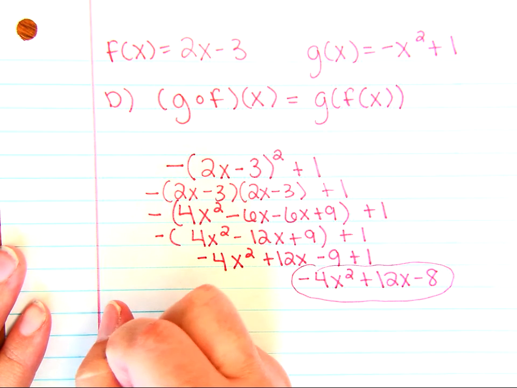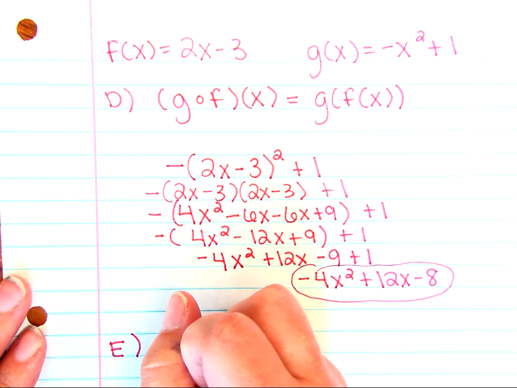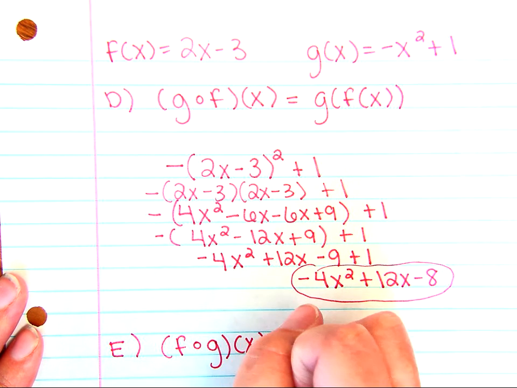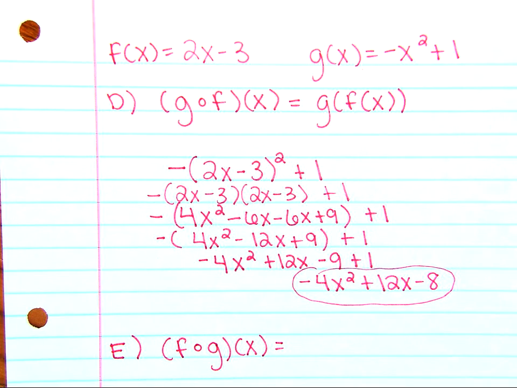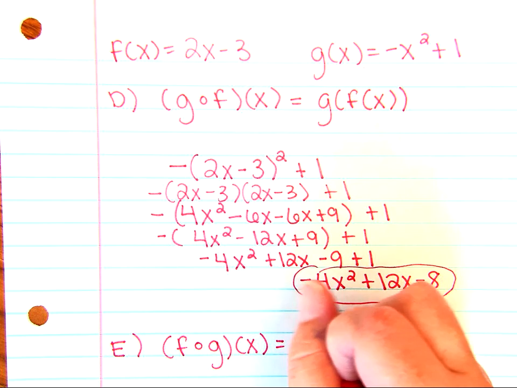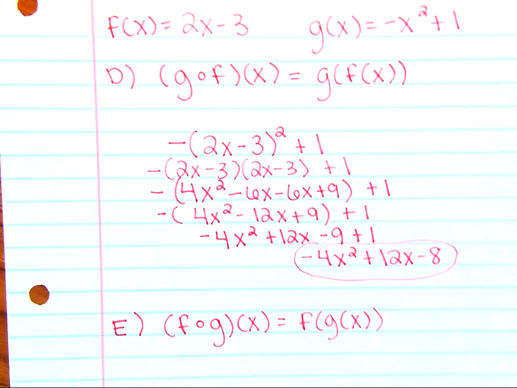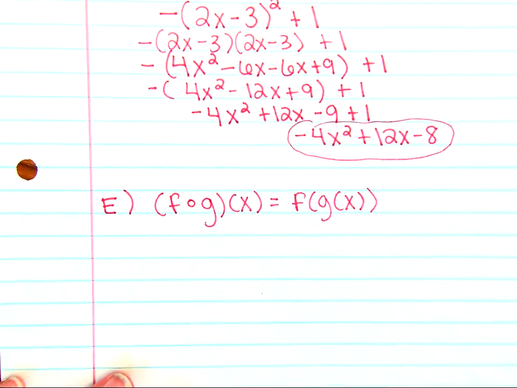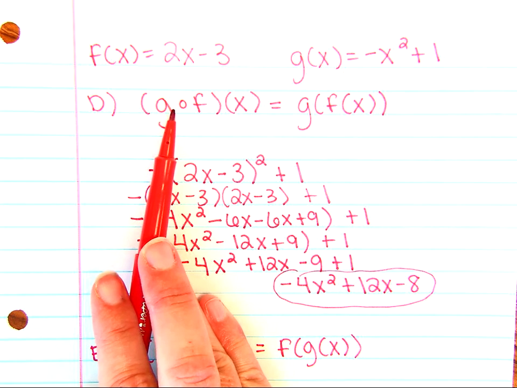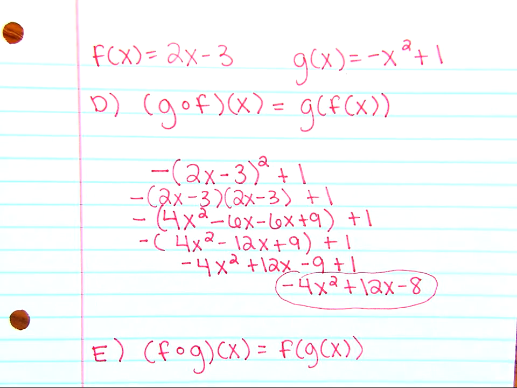Okay, so last example, we are going to do f of g of x. So this is just like the previous example up above, except our order is different. So we're doing f of g of x. So now again might be a good time for you to pause the video and see if you can do this one, still using f of x is equal to 2x minus 3 and g of x is equal to negative x squared plus 1.